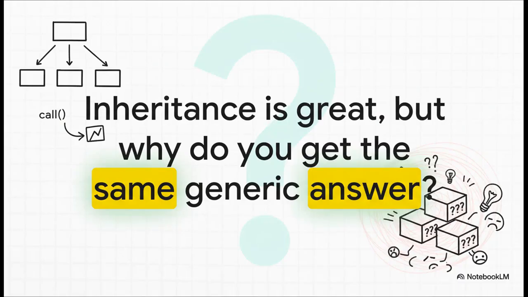Picture this. You've done everything by the book. You've set up this awesome family of classes using inheritance. They all have a common ancestor. It's perfect. But then you ask them all to do the same simple thing, and you get back this really boring, generic answer that's missing all the good stuff. It's that classic moment where you just think, what went wrong? Well, that's the mystery we're here to solve today.